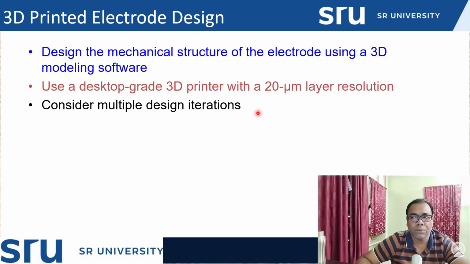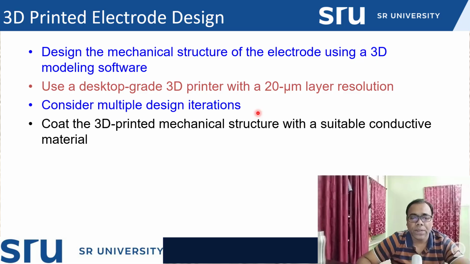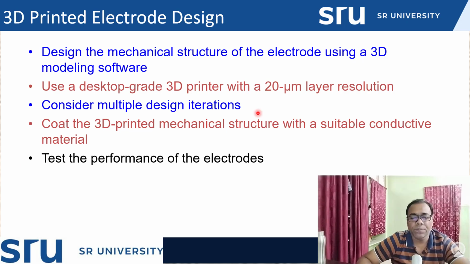Here multiple design iterations will be required, as we are handling powder metallic material. One energy beam pass may not be sufficient to provide that much energy, so we have to perform it multiple times. Similarly, one can coat the printed part, because sometimes you are not using metallic powder material, so coating has to be performed. So a suitable coating material has to be selected. Similarly, you have to perform testing and characterization of the electrode.